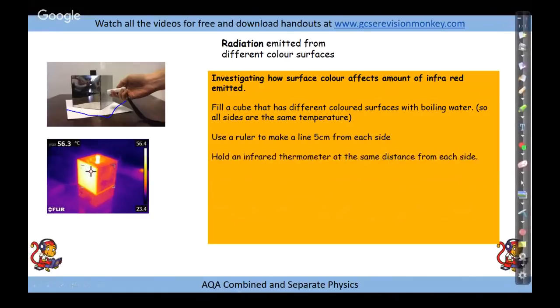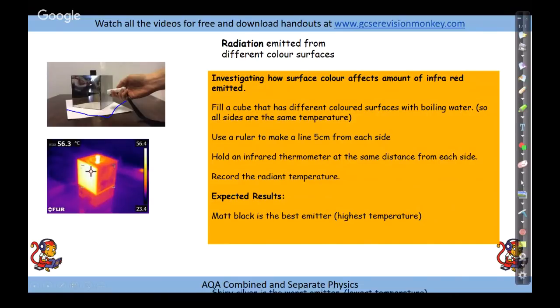You're going to hold an infrared thermometer at that same distance from each side, not like this person is, a little bit too close there. Get it away at the line, then hold it the same distance away each time, because distance affects the amount of radiant temperature you can measure. So you're going to record the radiant temperature for each coloured side, and the expected results would be that matte black is the best emitter. That should give you the highest temperature, and shiny silver should be the worst emitter, with the lowest temperature recorded.